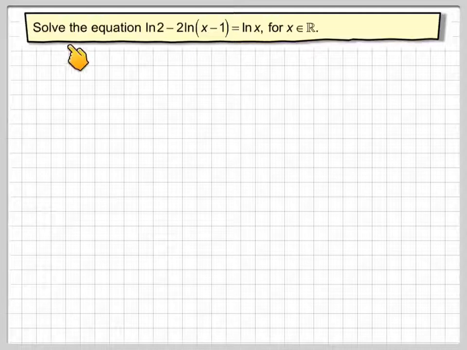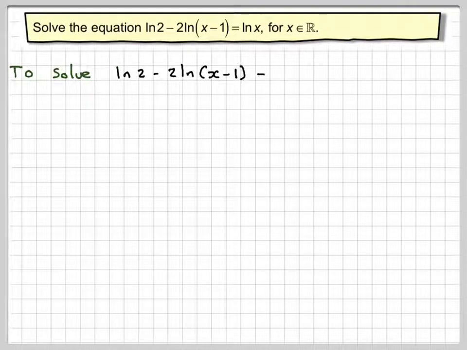In this video we're going to solve the equation ln of 2 minus 2 ln of (x minus 1) is equal to ln of x, for x belonging to the set of real numbers. So write down the equation that we're going to solve: ln of 2 minus 2 ln of (x minus 1) is equal to ln of x.